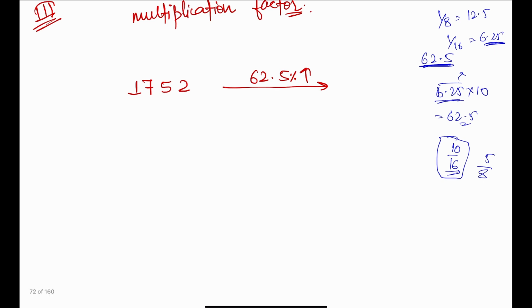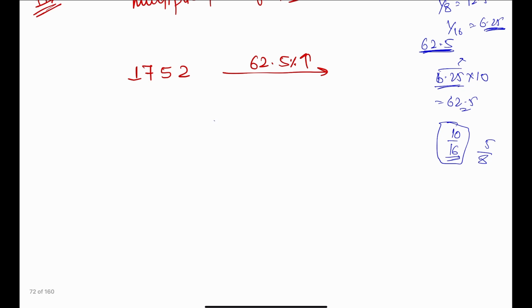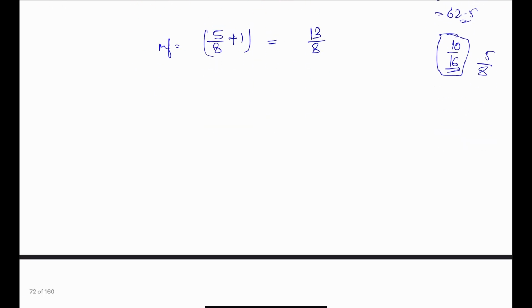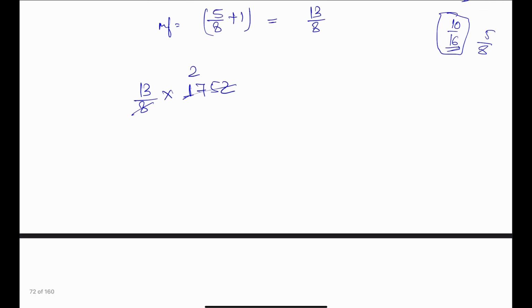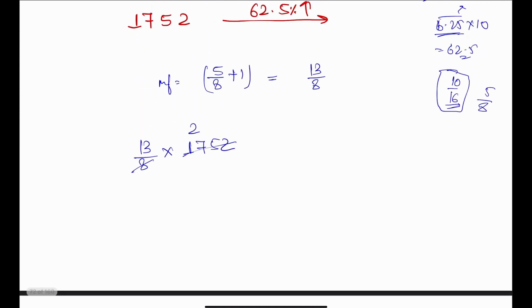The question is saying increase. So for increase, we know that 5 by 8 plus 1 is our multiplication factor, MF. So 13 by 8. We just need to multiply 13 by 8 into 1752. 1752 divided by 8 is 219.